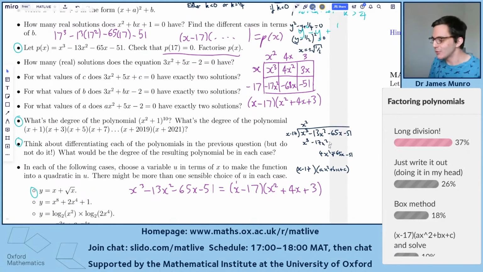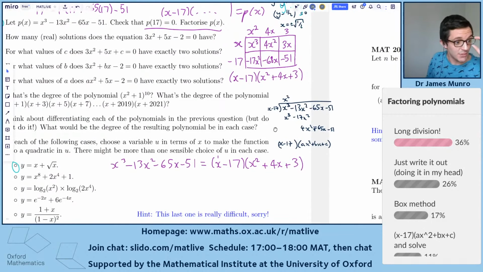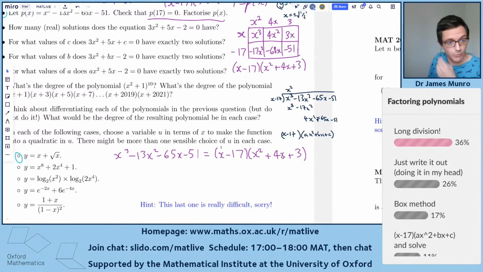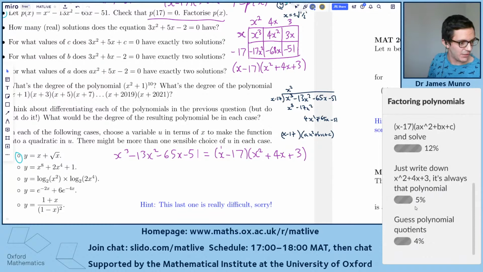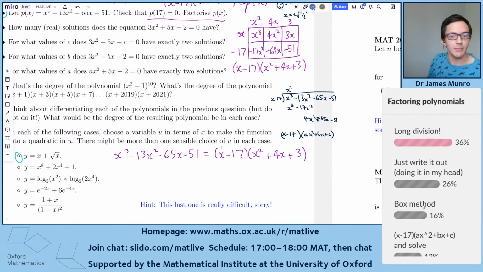Anyway, long division's winning at the moment with 37% of the vote, good number, for doing the division like this. Some people like just writing it out. Just work out the numbers in my head, off we go. And I'm interested to see that the box method is doing quite well. Solving for the coefficients is in there, and then my joke answers are at the bottom, which is right. People are suggesting more joke answers, like just put it into Wolfram Alpha, or we do love Wolfram Alpha.